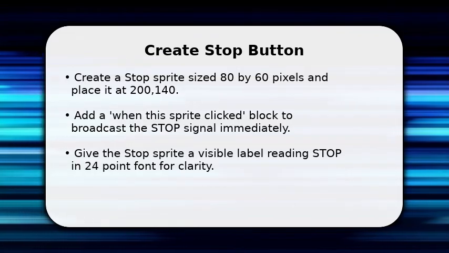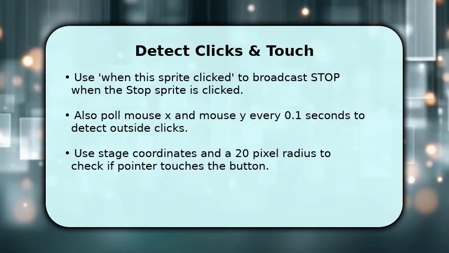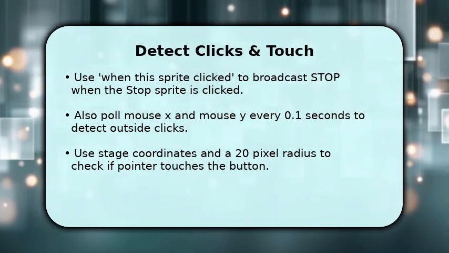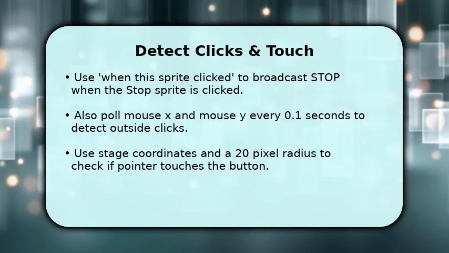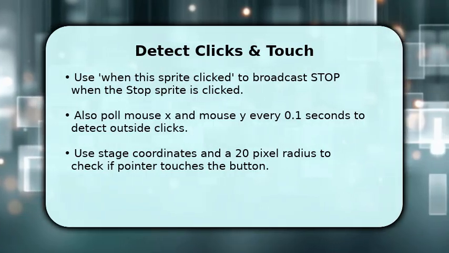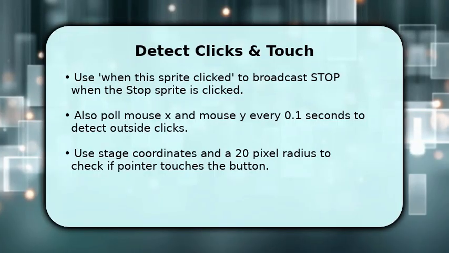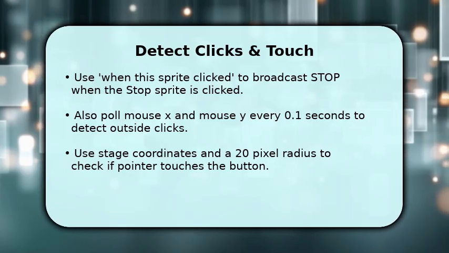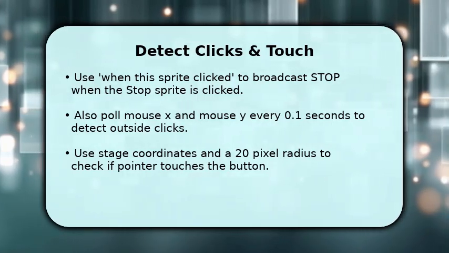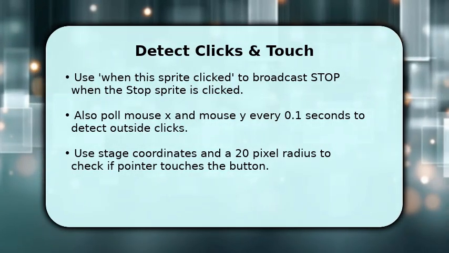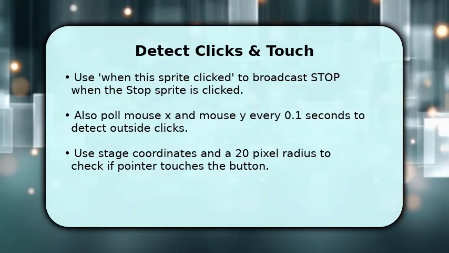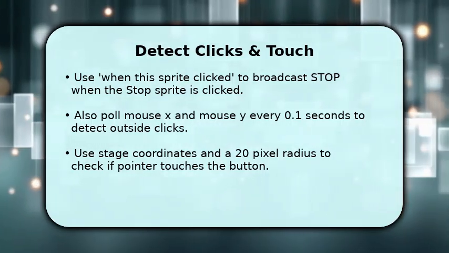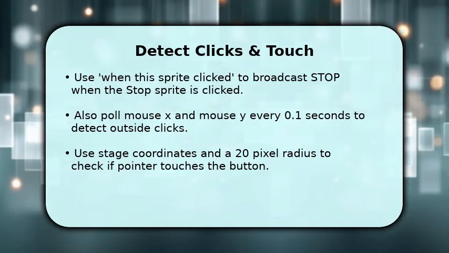Add an immediate click handler to detect direct clicks. Use when this sprite clicked to broadcast stop when the stop sprite is clicked. Also add a background process that polls mouse X and mouse Y every 1 seconds to detect outside clicks or touch events. Compare the pointer position to the stop sprite using a 20-pixel radius for reliable detection. Keep each check light to avoid lag. This dual method ensures clicks are caught even during fast animations.